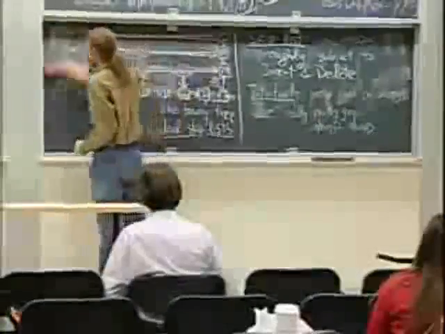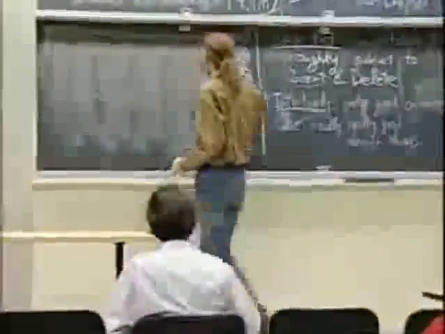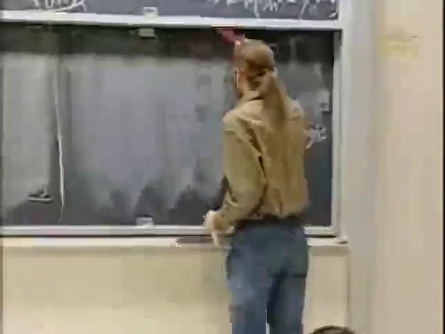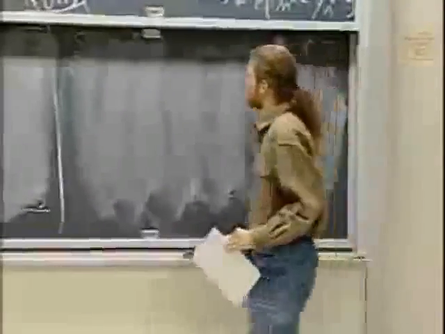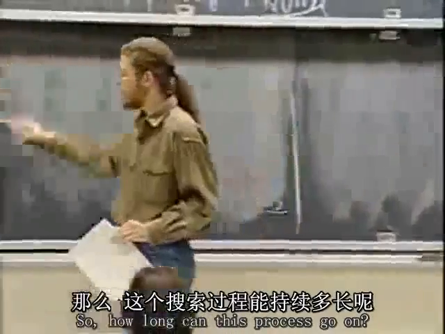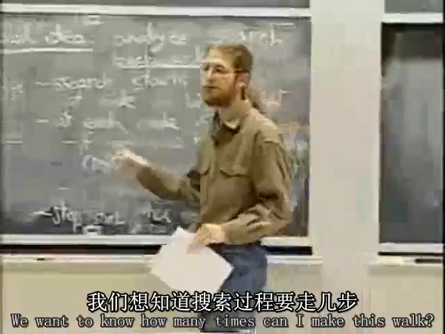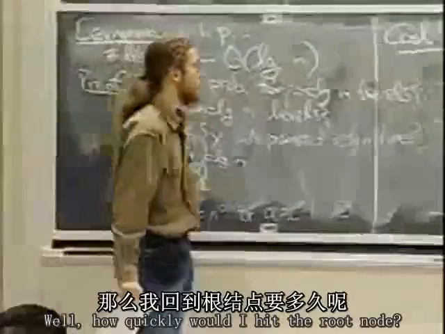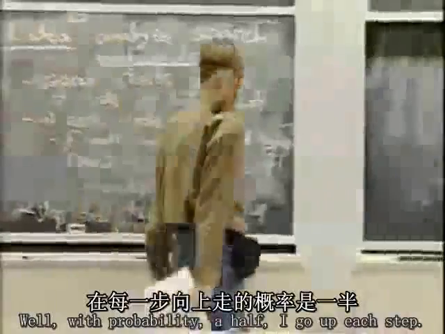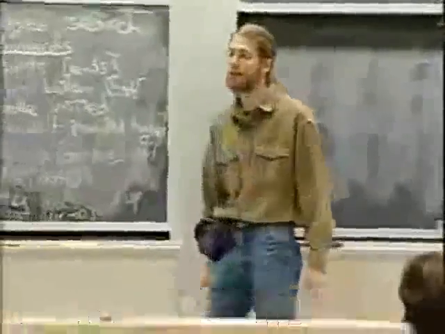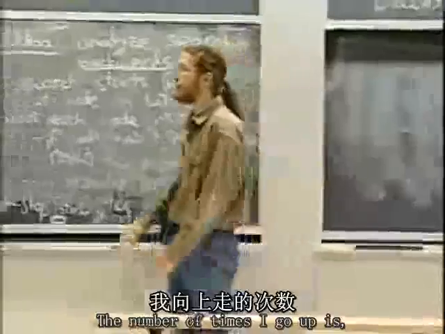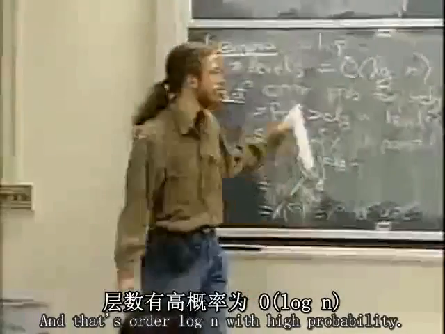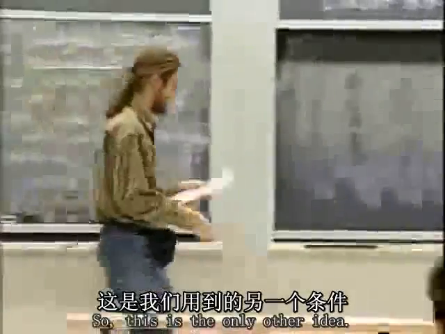So, how long can this process go on? We want to know how many times can I make this walk? Well, when I hit the root node, I'm done. Well, how quickly would I hit the root node? Well, with probability a half, I go up each step. The number of times I go up is at most the number of levels, minus 1. And that's order log n with high probability. So this is the only other idea.